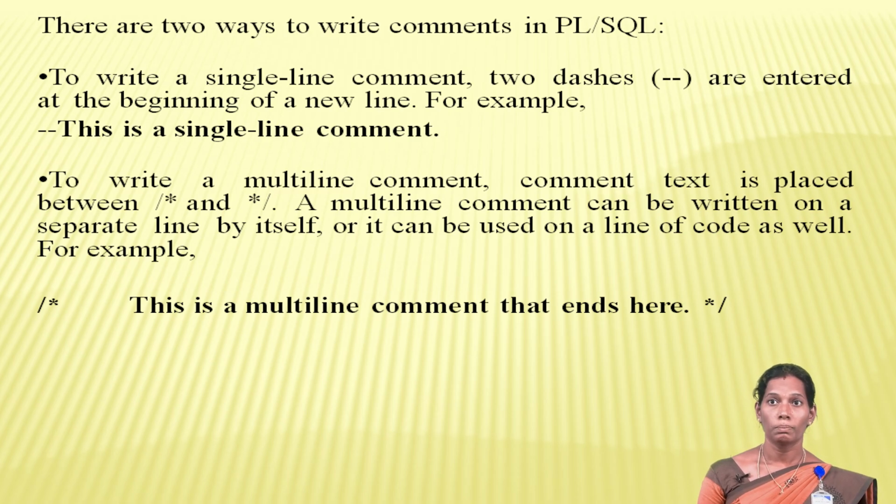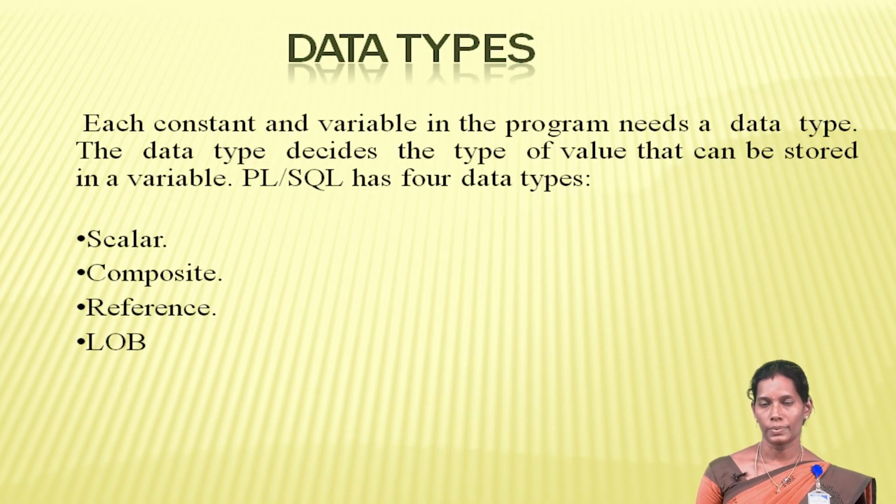The next one, multi-line comment. It consists of text placed between slash-star and star-slash. A multi-line comment can be written on a separate line by itself. For example, these are examples. Next one, data types.